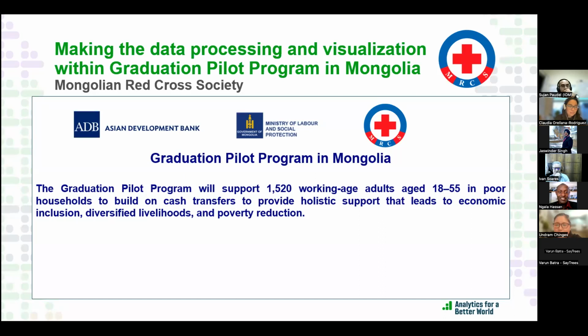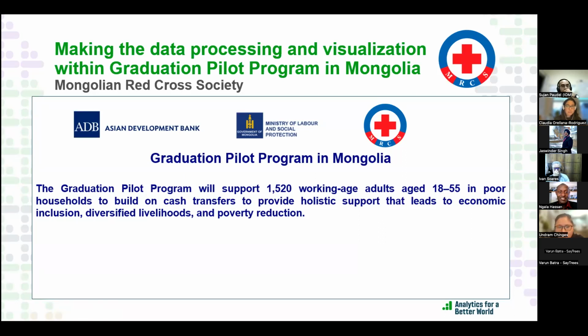This program will support 1,520 working age adults aged between 18 to 55 in poor households. These households are also involved in the food stamp program by the government.